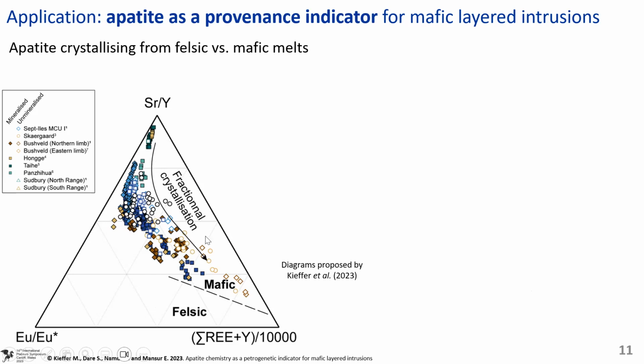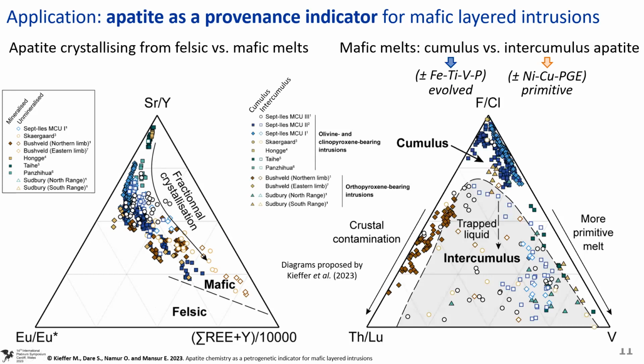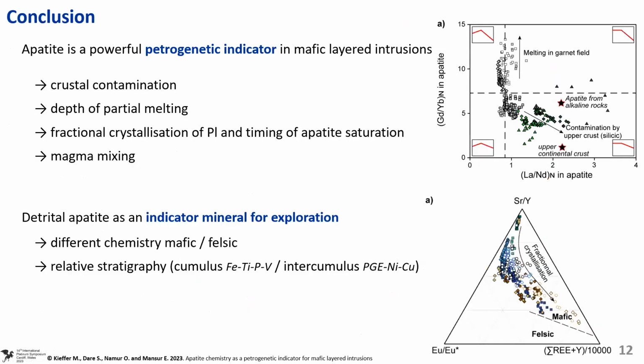So that's right. And now we need to know if apatite from this mafic melt can be associated with iron-titanium-phosphorus mineralization, so cumulus apatite, or if intercumulus apatite may be associated with nickel-copper-PGE mineralization. So again, we tested the diagram we produced before, and all cumulus apatites have a distinct signature from intercumulus apatite. This is important because we want to know if we may have iron-titanium-phosphorus mineralization or nickel-copper-PGE mineralization. So that's all I had to say about apatite for today.